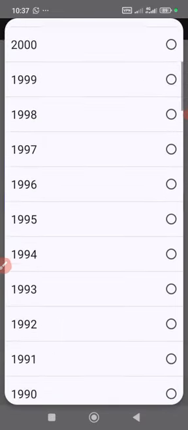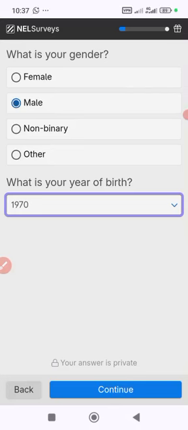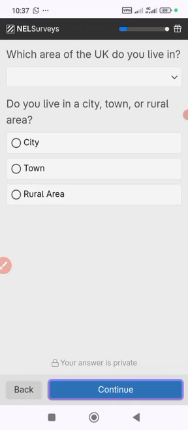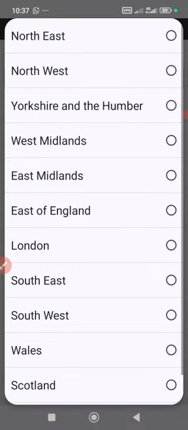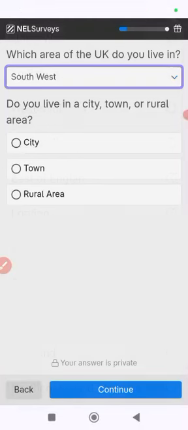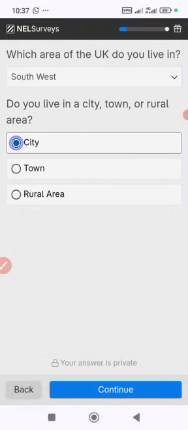What is your year of birth? My year of birth is 1970. That's what I'm using for this account. Each time they ask me, this is what I use. I am male, I'm 1970. Where do you live in the UK? I live in the Southwest of the UK. Every time I live in the Southwest. Where do you live? I stay in a city.